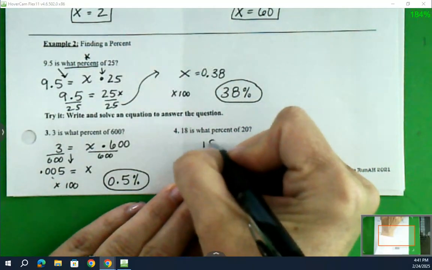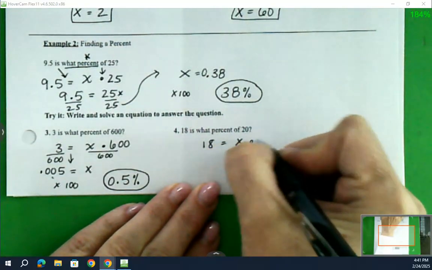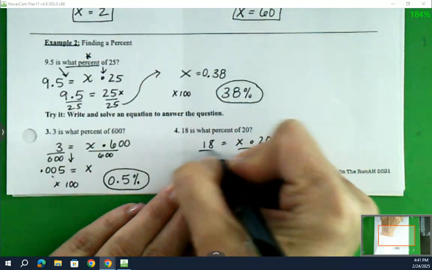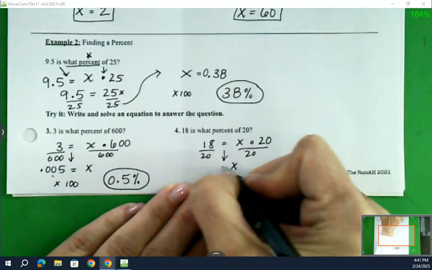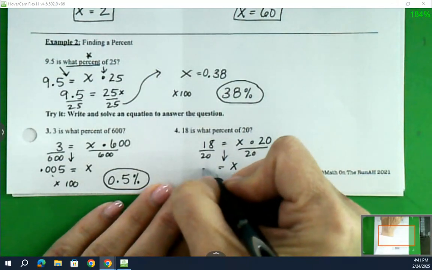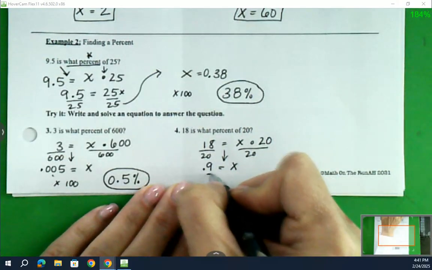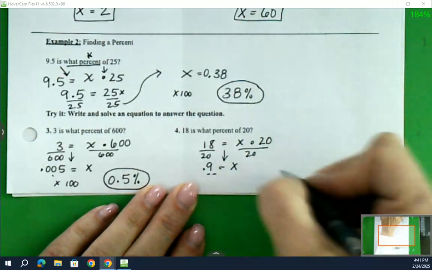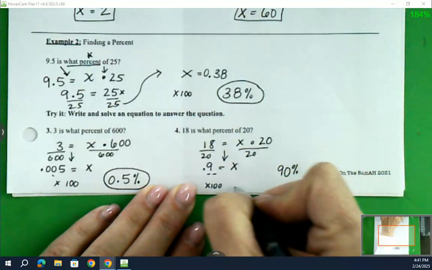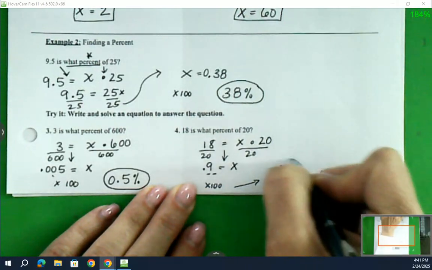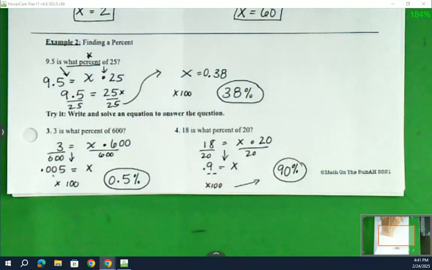Okay, 18 is what percent of 20? To undo a multiplying of 20, we're going to divide both sides by 20. X is equal to 18 divided by 20 is 0.9. Thinking about that in two decimal places is 90%. Again, you can take your 0.9 and multiply it by 100 to get your percent. 0.9 is 90 over 100, or 90%.